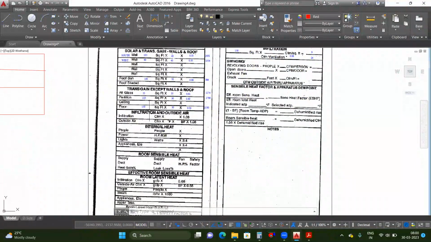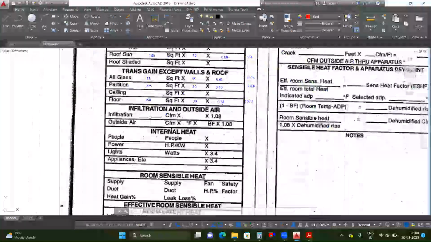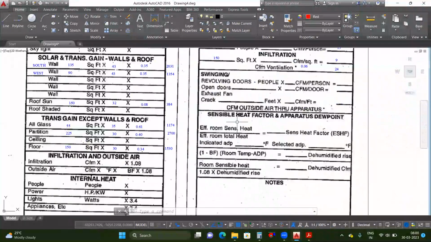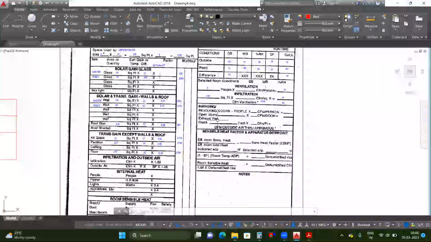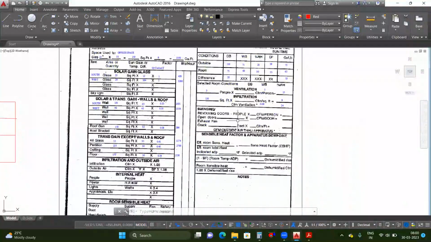So again we come here and we need to write the outside air here. Infiltration, and this is the infiltration calculation. Infiltration is nothing but the cracks present in the doors, windows, and any other building cracks. Generally nowadays the buildings are constructed in a tight way, and there will not be any openings or cracks present in the building, so we can neglect this calculation.